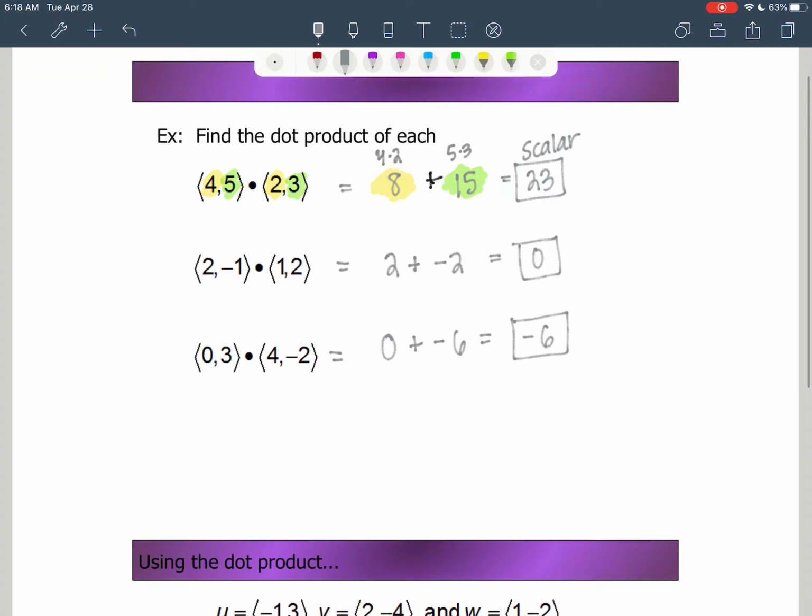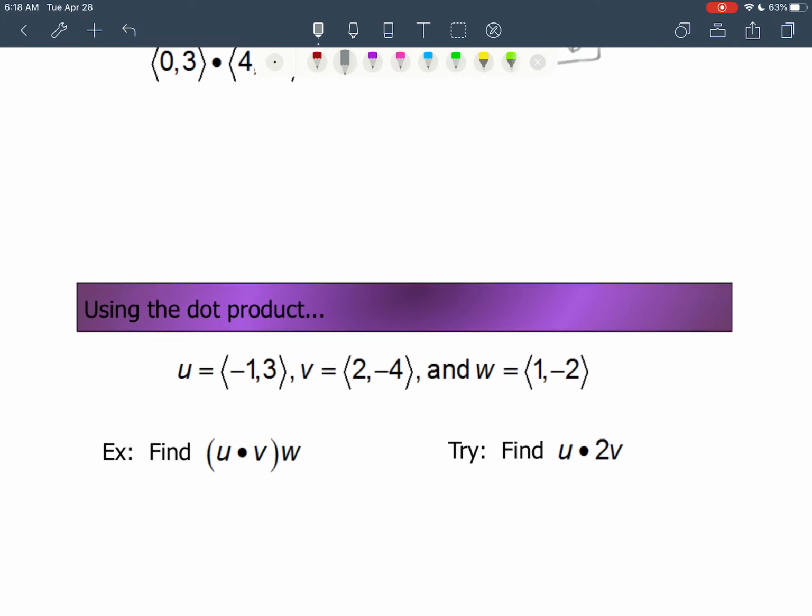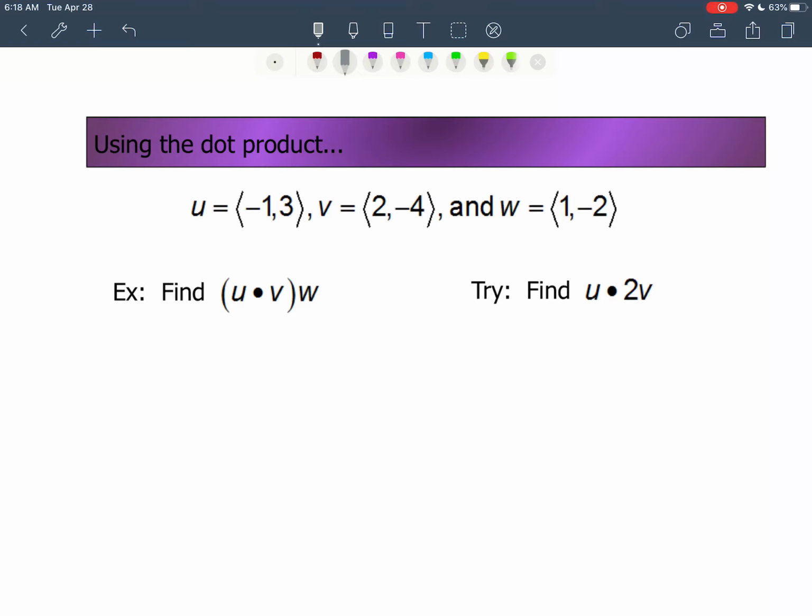In the next video, we're going to use the dot product. So we're going to use the dot product with some of those properties that I just showed you.